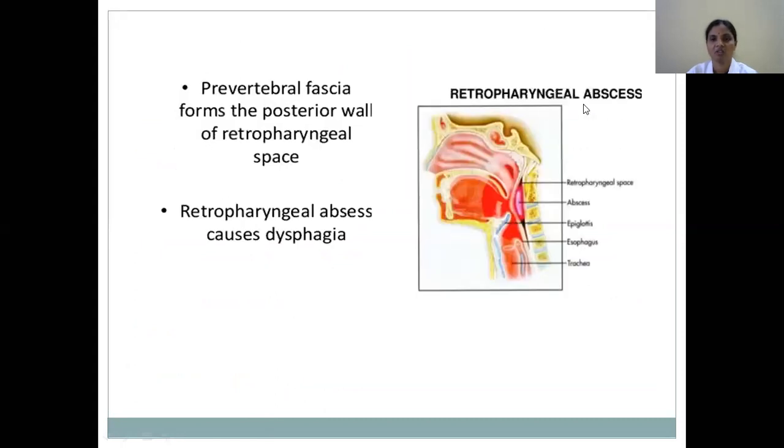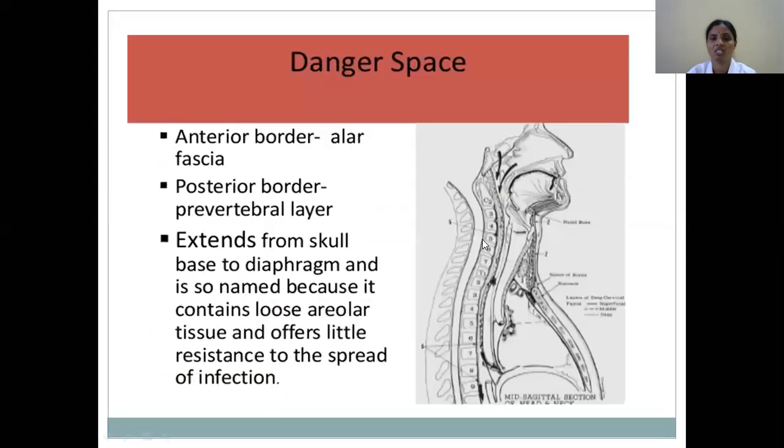This is a picture showing what these spaces and layers are. See, this is a retropharyngeal abscess. It may go down to the mediastinum. And retropharyngeal abscess may compress the esophagus and pharynx. So what happens? It causes dysphagia. And this is a dangerous space, so it extends from the skull down to the mediastinum.